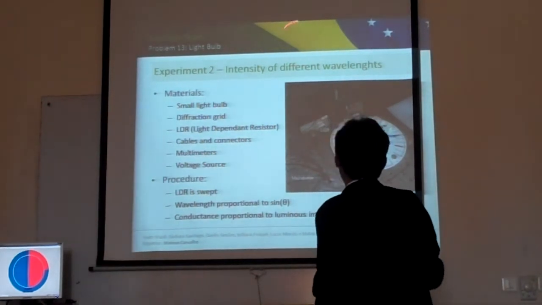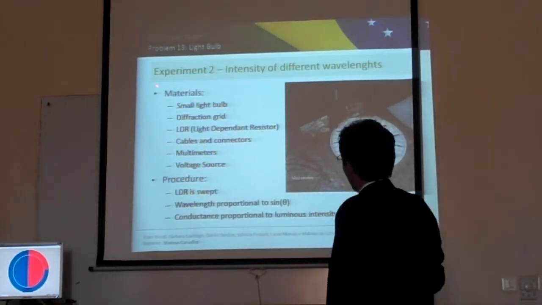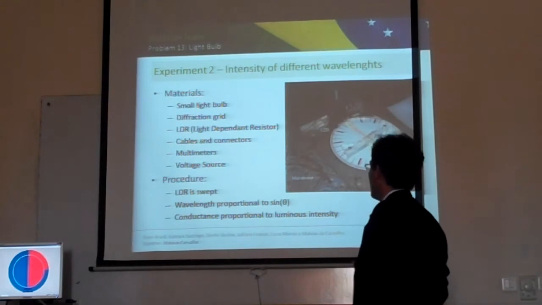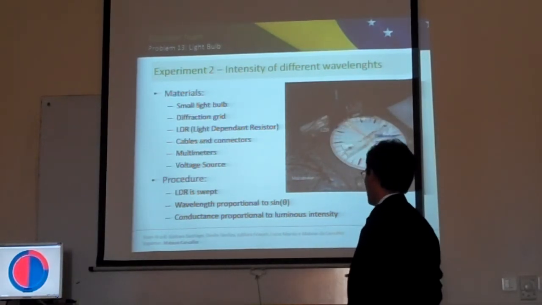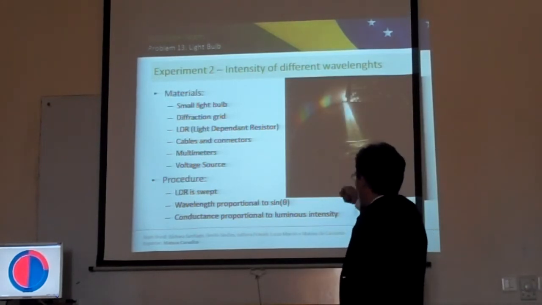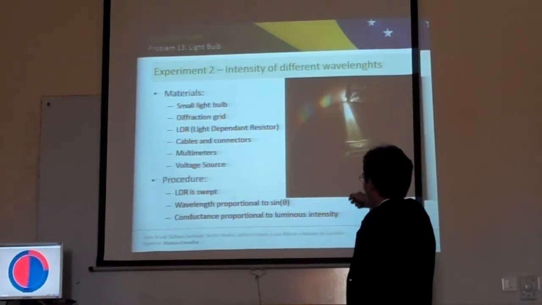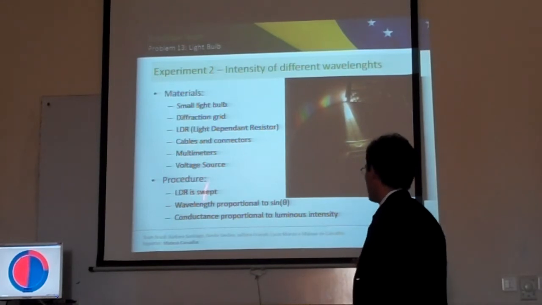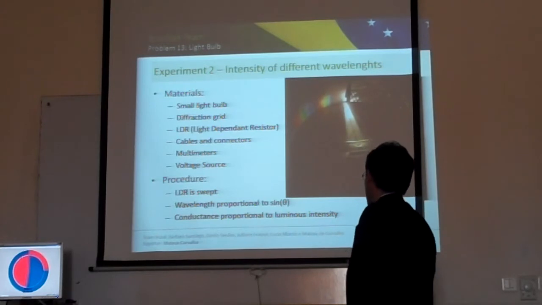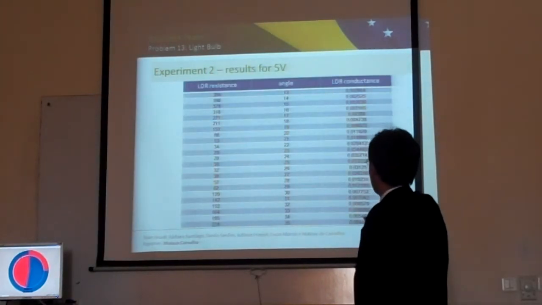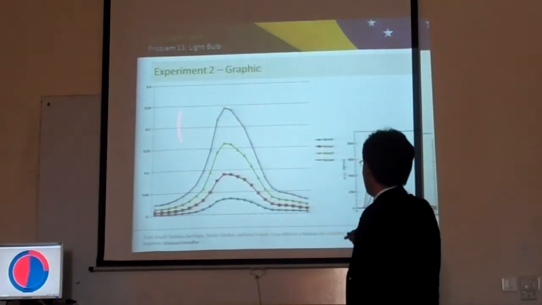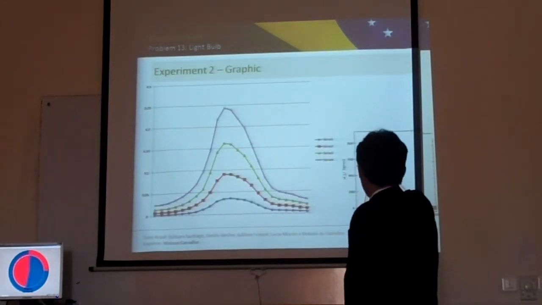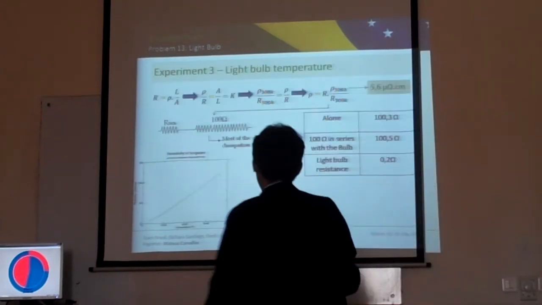So we use a small light bulb, a diffraction grid, a light dependent resistor, connectors, a multimeter, and a voltage source. We place the LDR over the circle, and we know that the wavelength is proportional to the sine of theta, and the conductance is proportional to the luminous intensity. As for our results, you can really see them when you put them on a graph. You see that it is very similar to Planck's law, so you can really apply Planck's law.